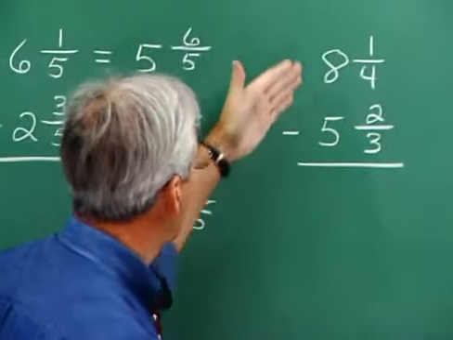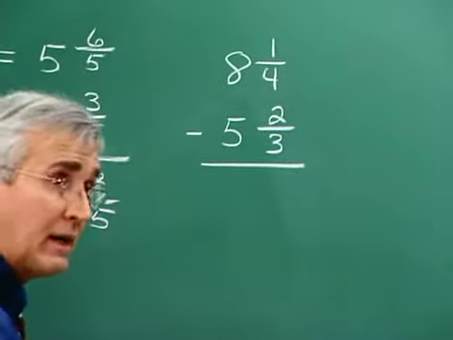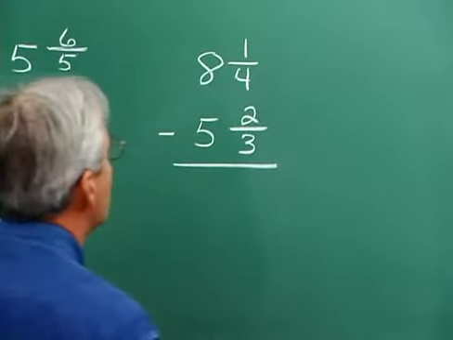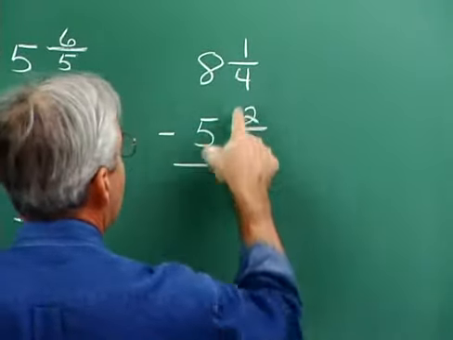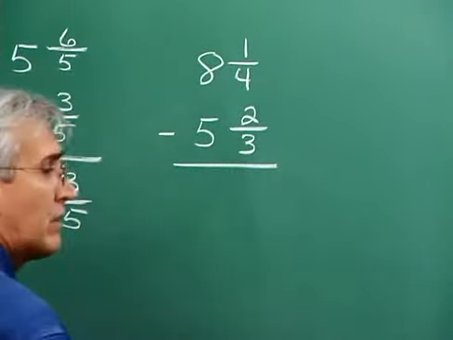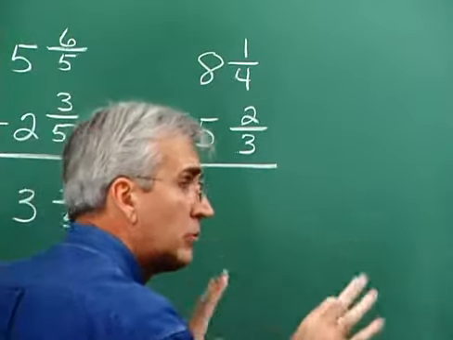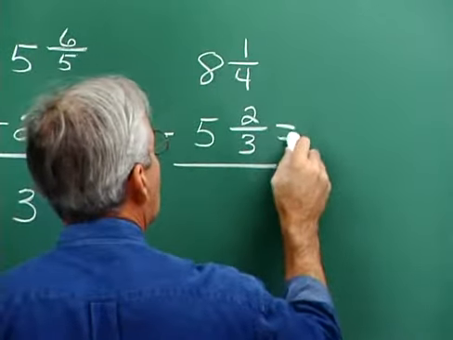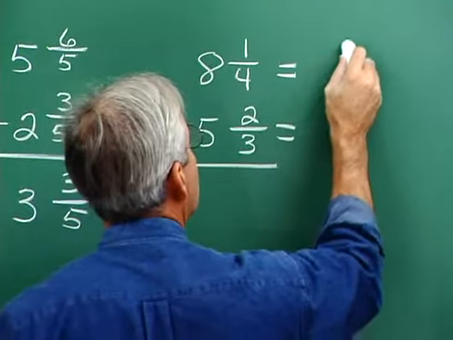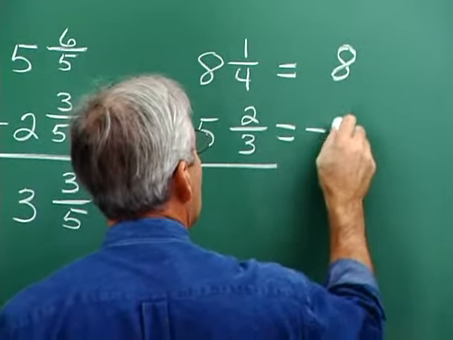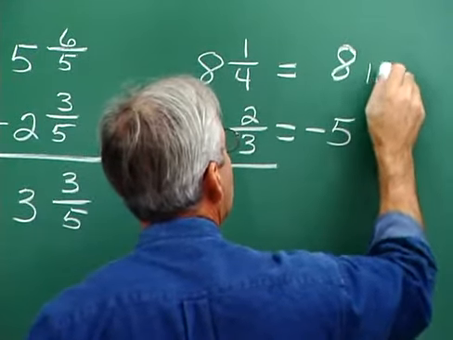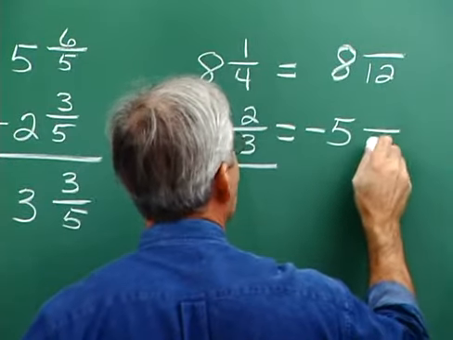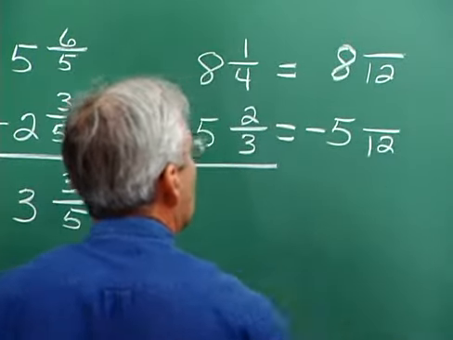Here we have 8 1/4 minus 5 2/3. We need a common denominator in order to subtract. So we'll identify the common denominator between the 4 and the 3 as being the least common multiple, or 12. So let's go out to the side and change into new fractions whose denominator is 12. We're bringing over the whole number parts as well. All right, here we go.